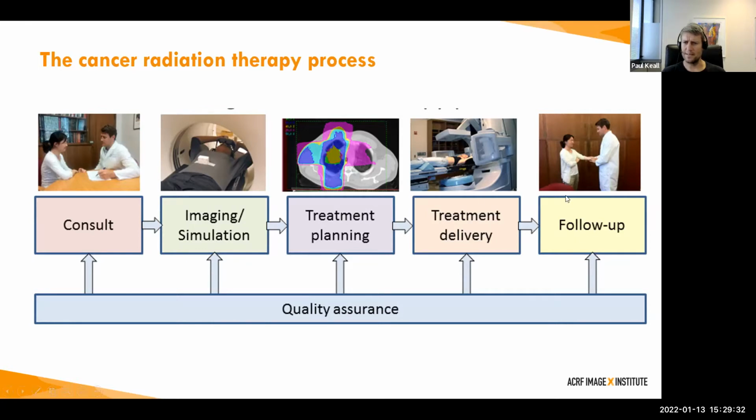And finally, there's follow-up of the patient. How are they doing? If they have side effects, are there things that can be done to help manage the side effects? Has the cancer recurred? Do they need further treatment? And throughout each of these stages, underpinning all of this work is quality assurance. Jonathan Hindmarsh, who's a clinical medical physicist, will be talking more about the cancer journey in a later lecture.